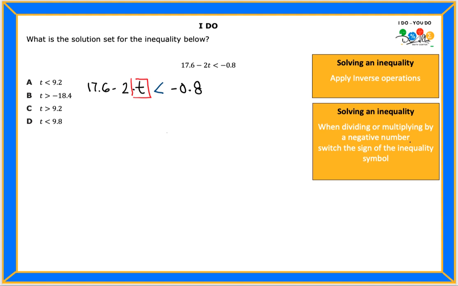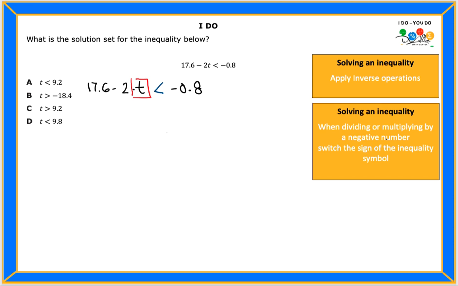And I'm going to remember my main points to solve inequalities. That is, apply inverse operations, exactly what we do in equations. And that when we solve an inequality, when we divide or multiply by a negative number, we switch the sign. And on the last question, we explain why. If you want to see why, you can look at question number 5.